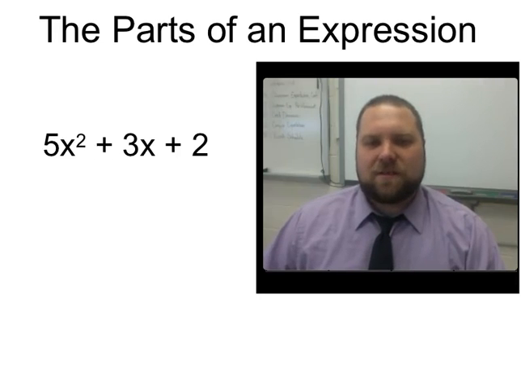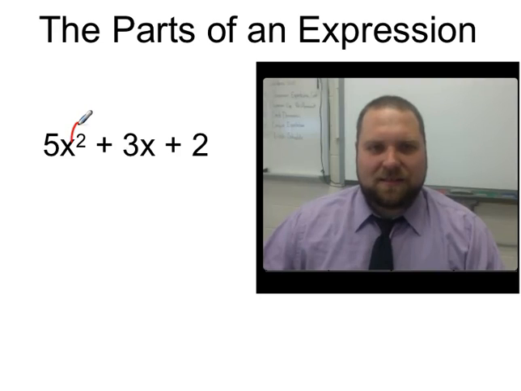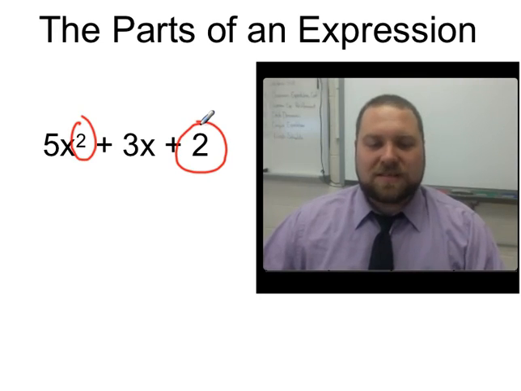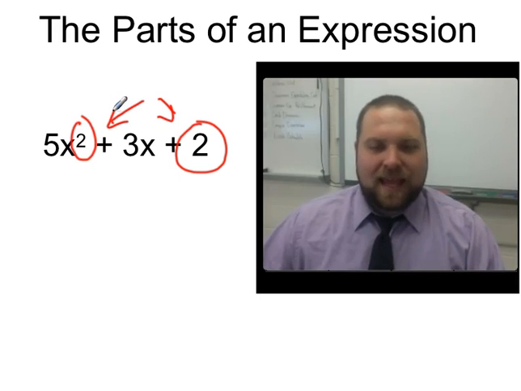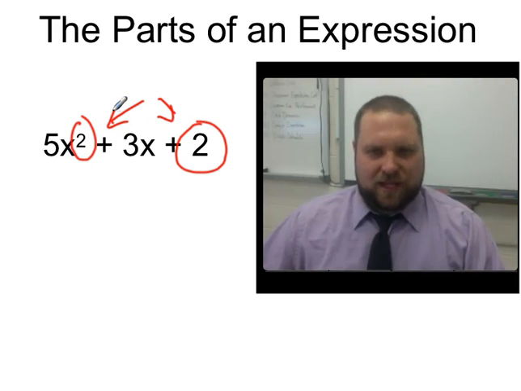So back to 5x squared plus 3x plus 2. I ask you to describe for me what the 2 meant. But the problem is there are 2 2's. So in order for you to tell me what the 2 means, not only do you have to know what all these numbers mean, but you also have to know which 2 I'm talking about. It could be that one or it could be that one, and I was not real clear as to which one you were supposed to talk about.